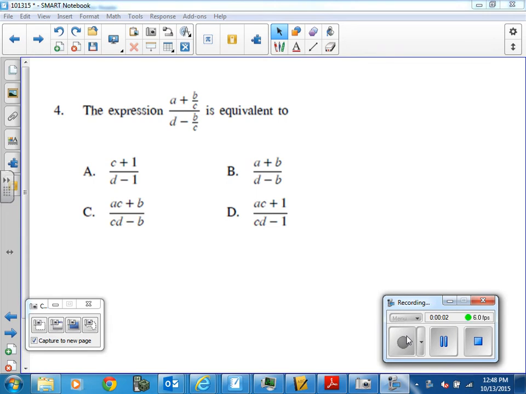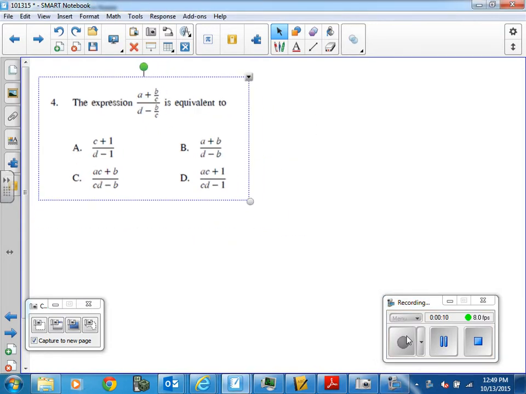Okay, I'm going to go over a couple of these problems. I believe I chose 6, which is almost half the test, to go over. So let's look at number 4. Number 4, we have division, but we have addition and subtraction on the top and bottom.